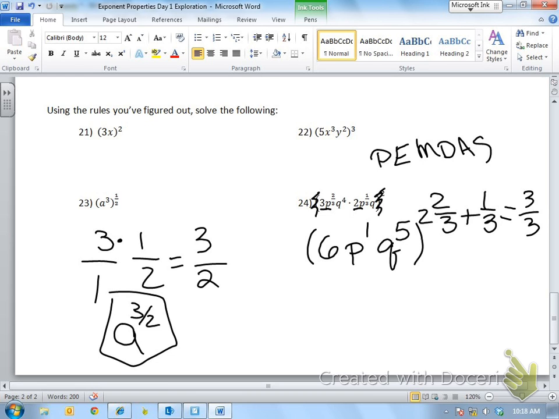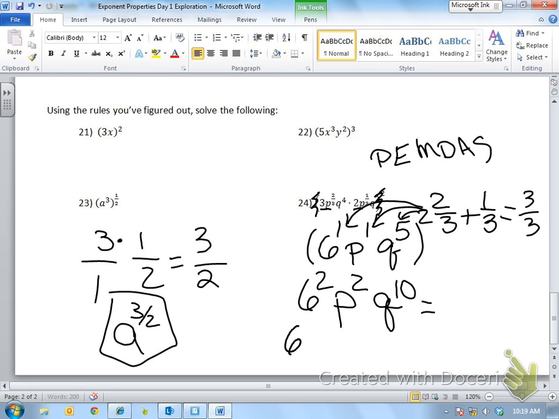So after you've simplified anything inside parentheses, now you need to get rid of the parentheses. But when we get rid of parentheses, everything inside should have an exponent. What's missing an exponent right now? 6. And what exponent should it have? 1. So now we multiply the outside number by every exponent inside. We would get 6 squared, p squared, q to the 10th. But I wanted you to go one step further if a situation like this came up. What else should I change? 6 squared is 36, because 6 squared is 6 times 6, which equals 36.